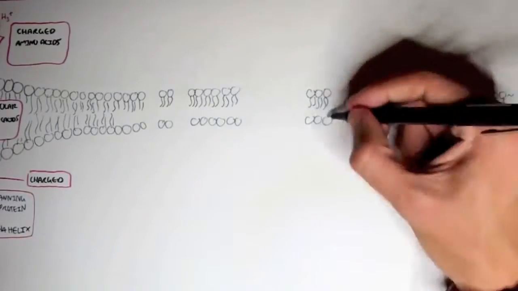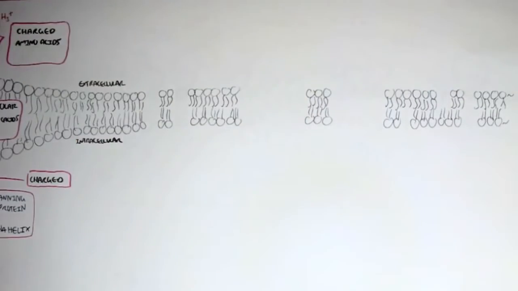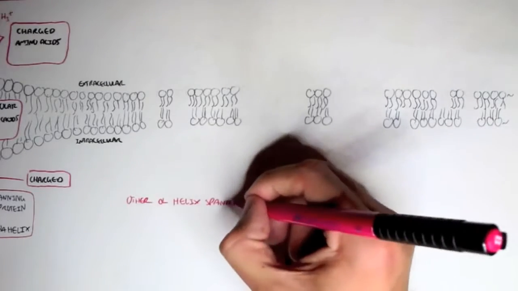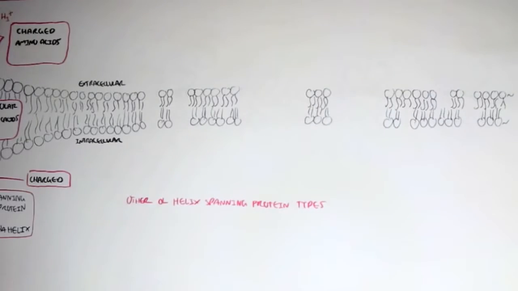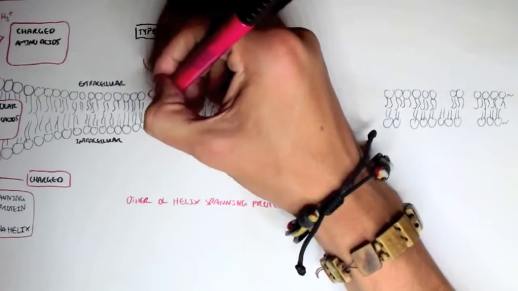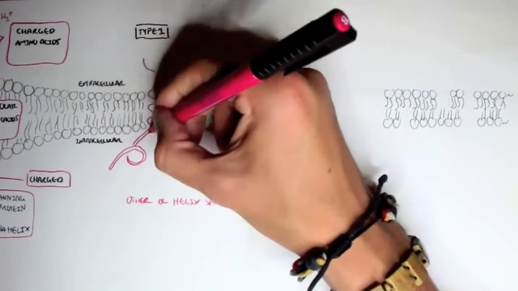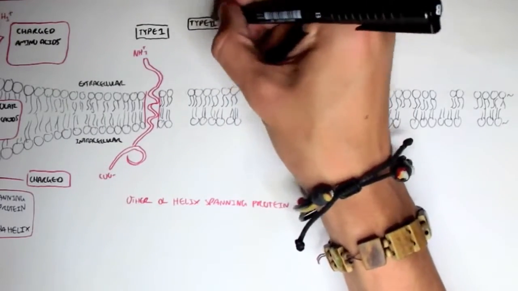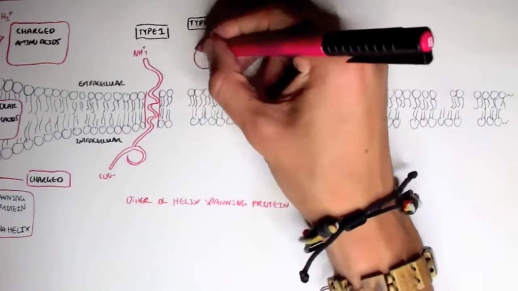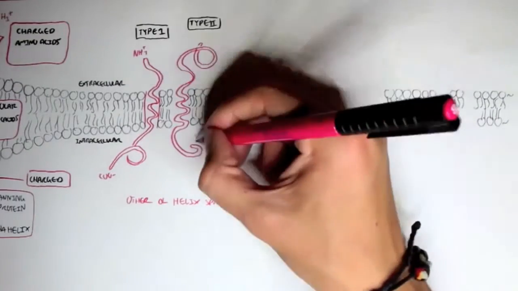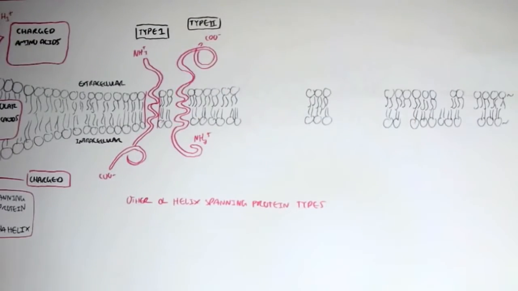There are a variety of alpha helix spanning proteins. And so now let's look at the 6 different types of these alpha helix spanning proteins. Now type 1 is a single transmembrane protein with the amino domain in the extracellular fluid and the carboxyl in the intracellular fluid. Type 2 is the opposite. It's still a single transmembrane helical protein, but the amino group is in the intracellular fluid and the carboxyl group is in the extracellular fluid.